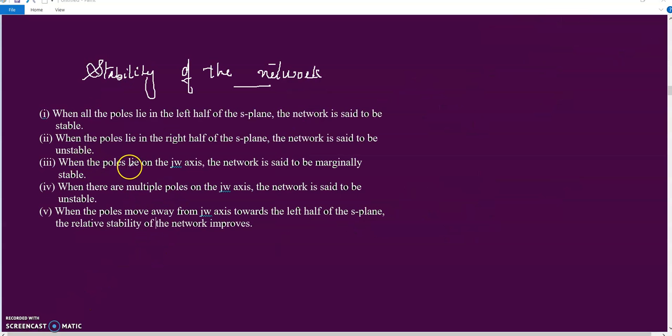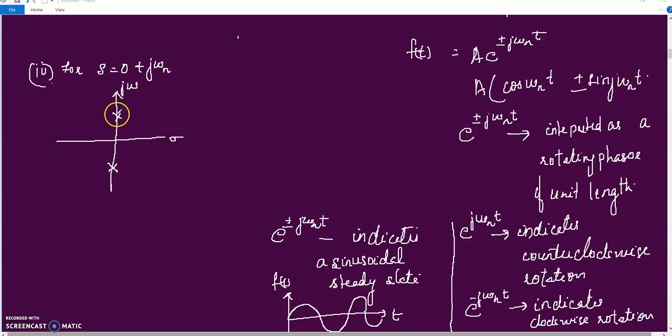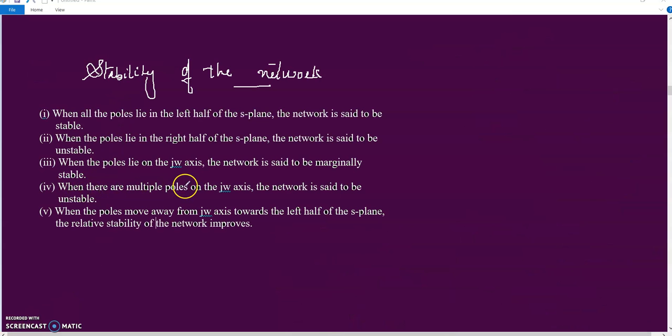When the poles lie on the j-omega axis, the network is said to be marginally stable. The poles lie on the j-omega axis. When there are multiple poles on the j-omega axis, the network is said to be unstable.